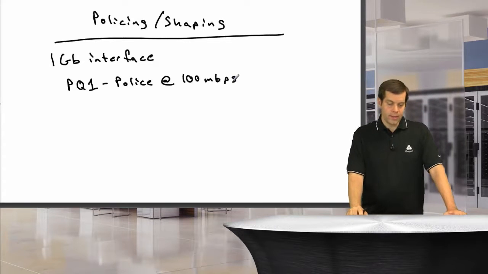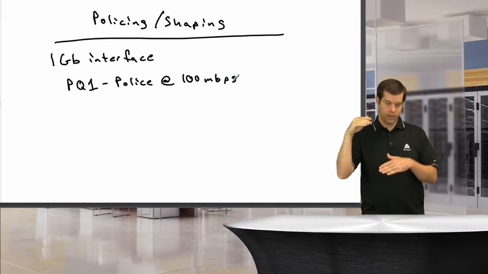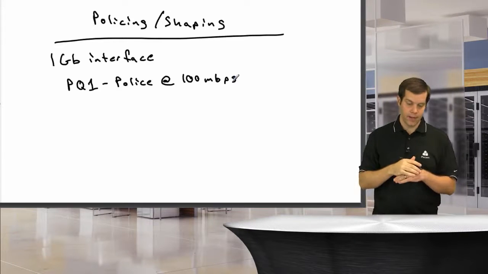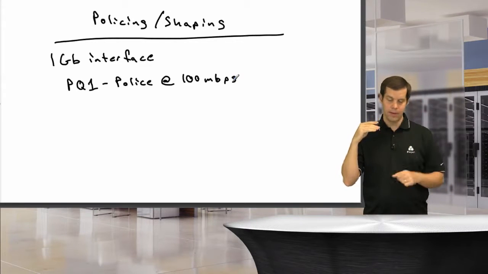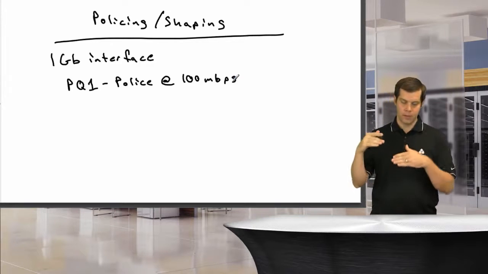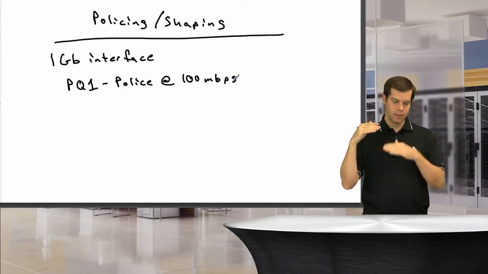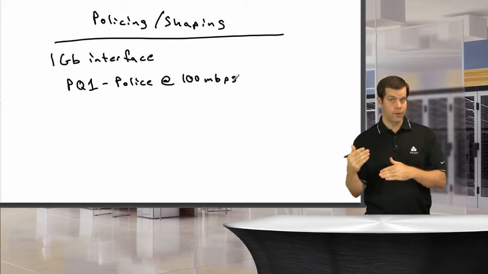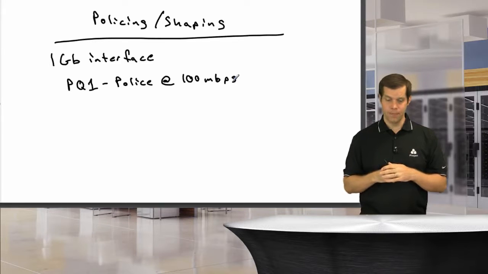And so what policing does is it sets a hard limit. And so as long as traffic in this queue, priority queue 1 in this case, is below the police limit, which is 100 megabits a second at the moment, that traffic continues to flow. But once we bump up to 100, going above that, we're exceeding the police. So the traffic below the limit is called conforming traffic. The traffic above the limit is called exceeding traffic.